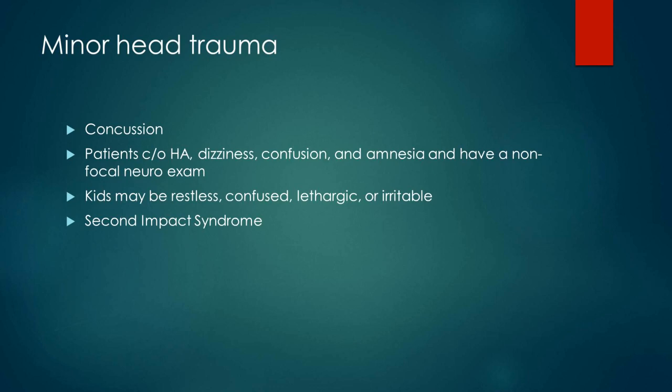Second impact syndrome is important to discuss with parents and athletes. This is what happens when an athlete sustains a second concussion before complete resolution of their initial symptoms from the first one. This can lead to rapid neurologic decline and moderate to severe TBI. This is where the return to play recommendations came from, and all the stepwise return to play algorithms that the primary care and sports medicine folks are doing.